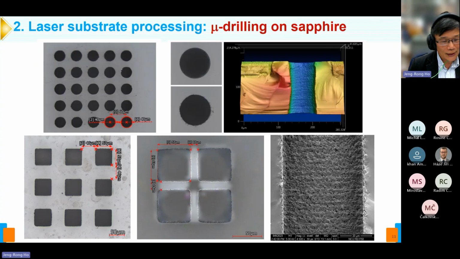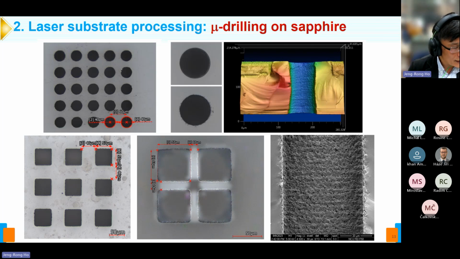And this one shows the laser machining on sulfide. The application is for probe cards, for IC testing. And sometimes we need circular holes, and sometimes the requirement is a square. Actually, for square holes, drilling square through holes is very difficult.